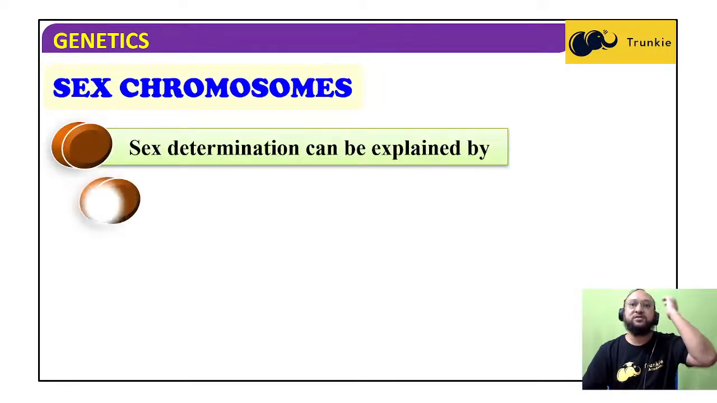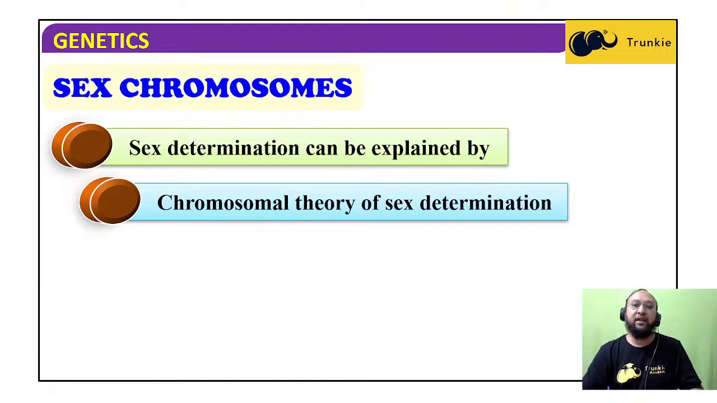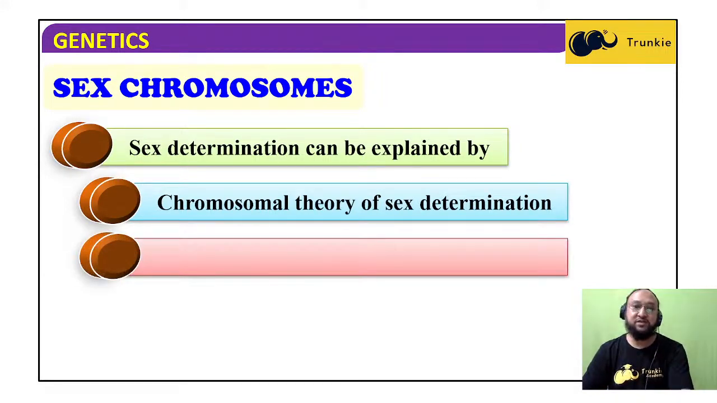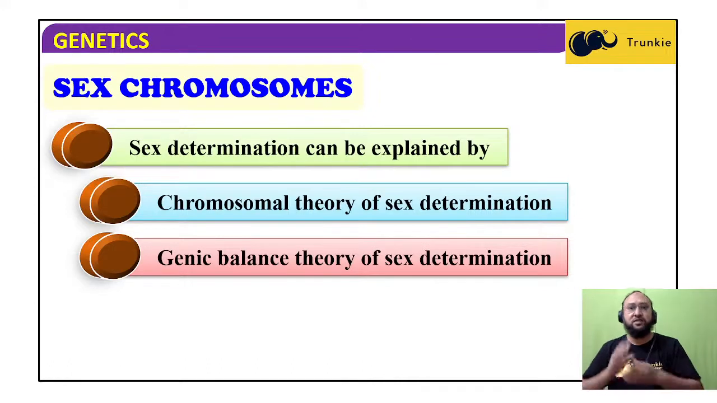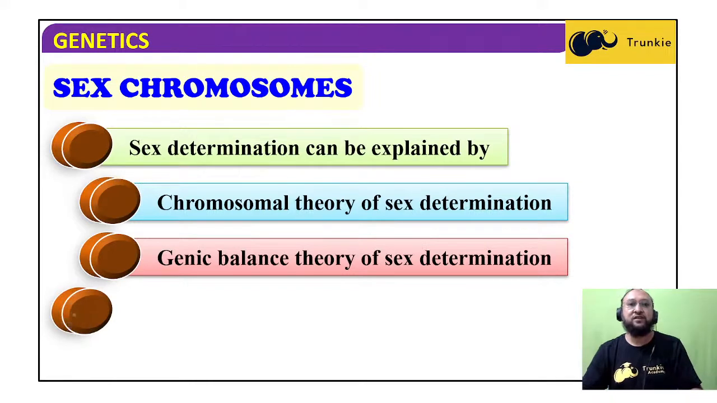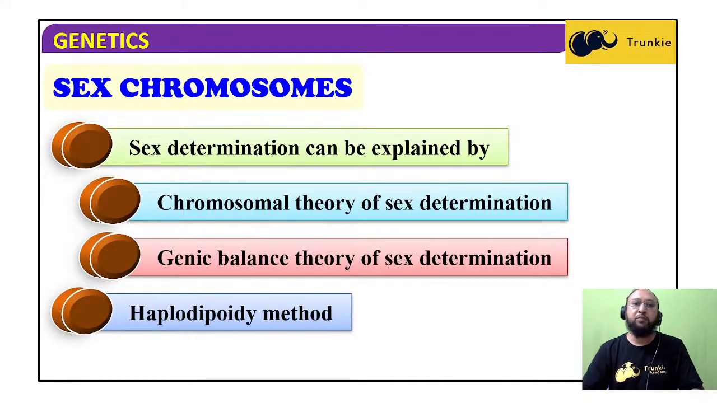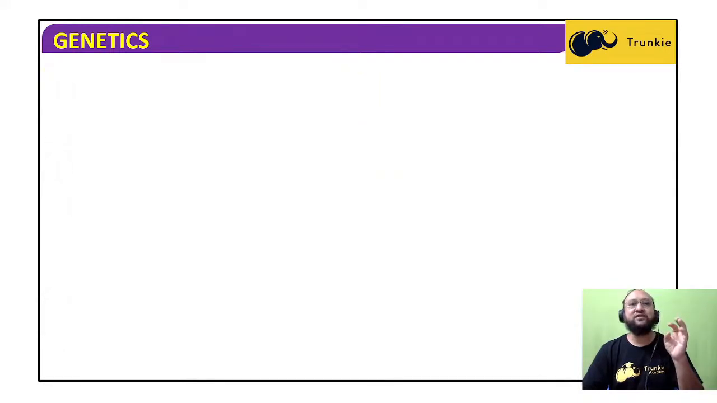Sex determination can be explained by the chromosomal theory of sex determination: which gamete, with what chromosome, is going to fertilize the egg cell or ovum. That is called the chromosomal theory of sex determination. Then the genic balance theory of sex determination, which is also a very interesting one; we will see it in detail after some slides. And the haplodiploid method. So these are the different methods by which sex is determined. We'll see them one by one.